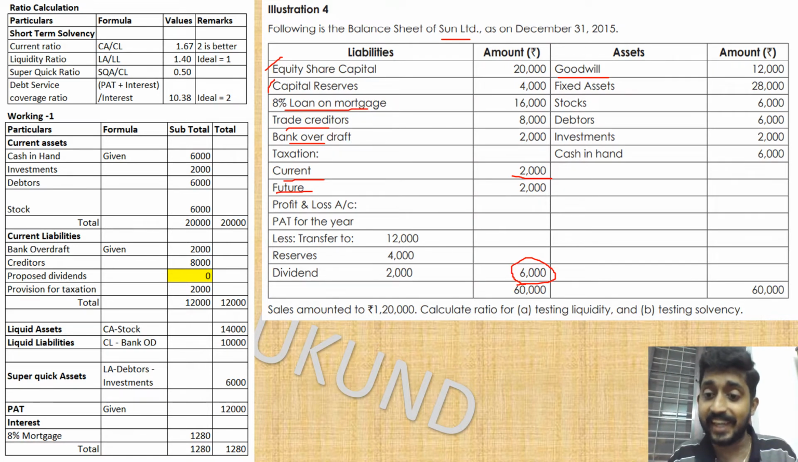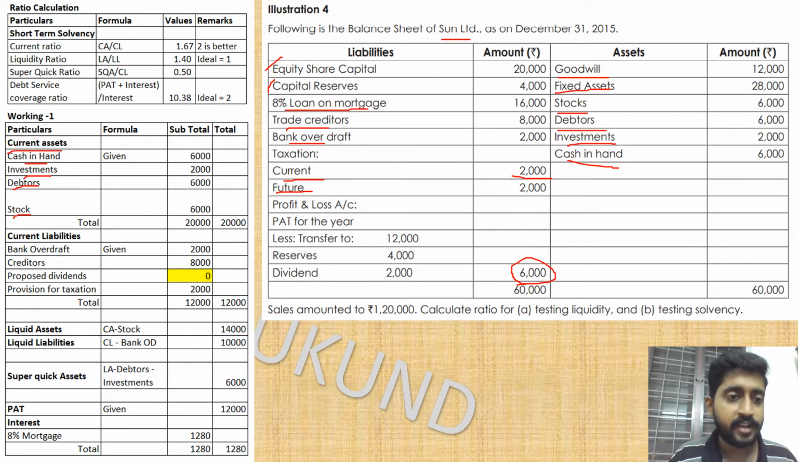And preliminary expenses, here preliminary expenses is not there in this problem. Fixed asset is given. Stocks is a current asset, but it is not a liquid asset. Very simple. Debtor is a current asset, also a liquid asset. Investment, it is not given as long-term investment, so it is a short-term investment, so it is a current asset. Cash in hand is a current asset, and a liquid asset. It is a super quick asset also. Okay, so very simple. Cash in hand plus investments plus debtors plus stock is going to give you the current assets.